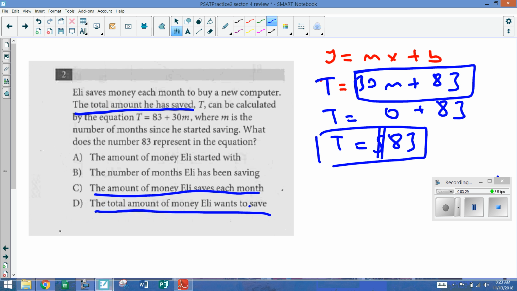Let's check this one. What is this? The total amount of money Ellie wants to save. I don't know. Who knows that? How much money he wants, right? So it's the amount of money Ellie started with. When he started, how can I understand? I should put 0 for M because he's barely started. M is 0, time has never passed. So M is going to be 0. When he starts, he's going to have $83.